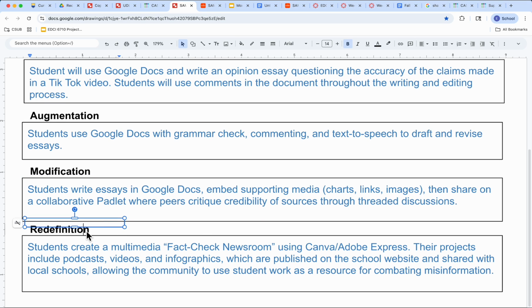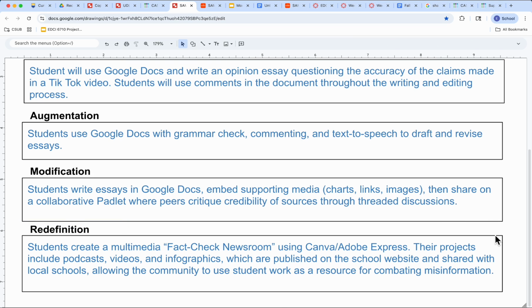Now, when we get to redefinition, that's kind of the furthest along that it could be. What I urge you is not to consider that everything could be redefinition. We can sometimes live in augmentation, we can sometimes live in modification, but definitely the most powerful is living in redefinition. And in redefinition, we have students create a multimedia fact check newsroom using Canva or Adobe Express. Their projects include podcasts, videos, infographics, which are published on the school website and shared with other local schools or classrooms. And then this allows the community to use student work as a resource for combating misinformation.